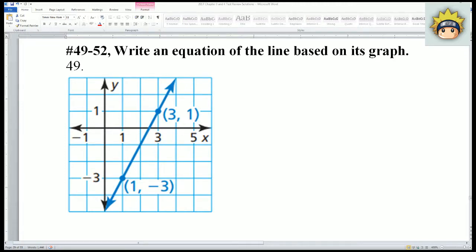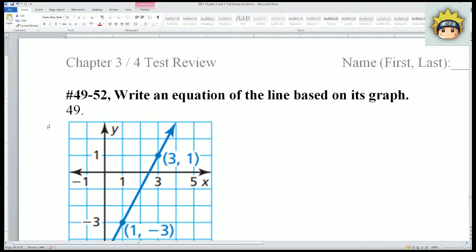Welcome. This is the homework solution for chapters 3/4 test review. These are the solutions. This is going to go over problems 49 through 56.